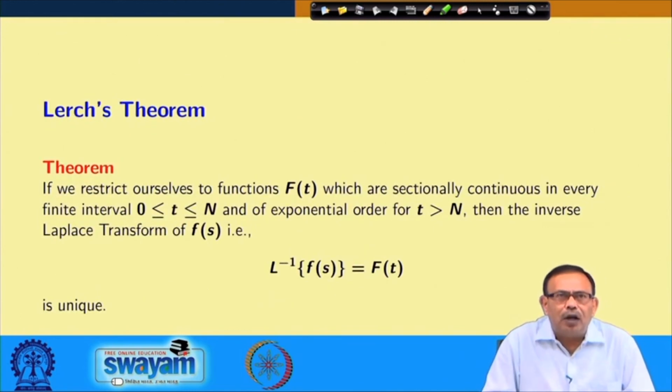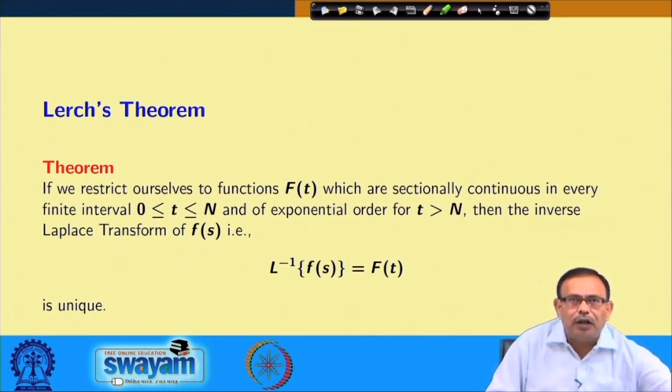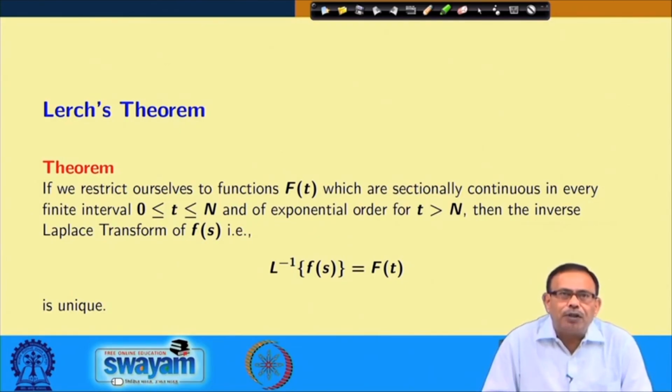Now, you see this theorem, Lerch's theorem. It says that if we restrict ourselves to functions f(t) which are sectionally continuous in every finite interval 0 to N and are of exponential order alpha for t greater than N, then the inverse Laplace transform of F(s), that is, L inverse F(s) equals f(t), is unique. Means, if I have the Laplace transform of a function, then the inverse Laplace transform of that function will be unique if we restrict the functions to this only, that is, if we do not consider the null functions.